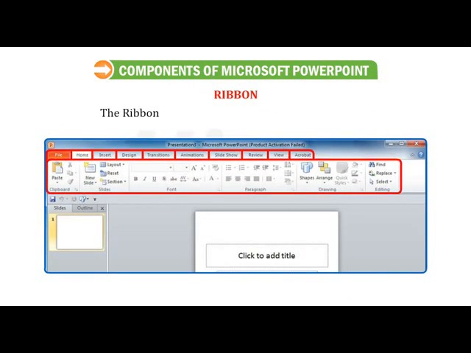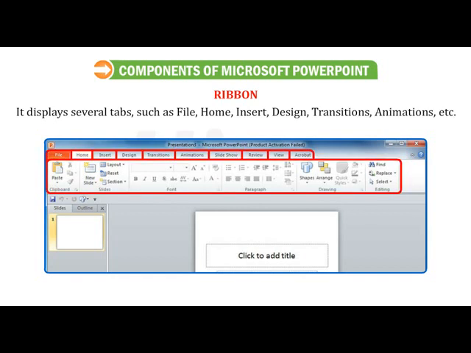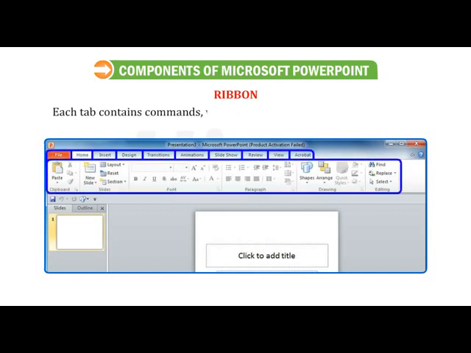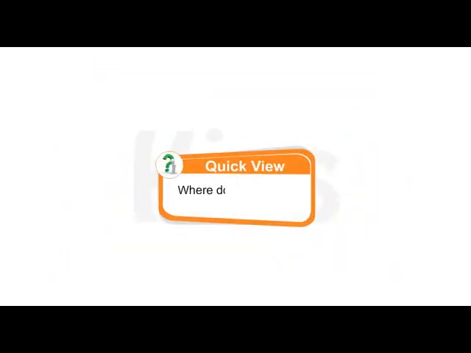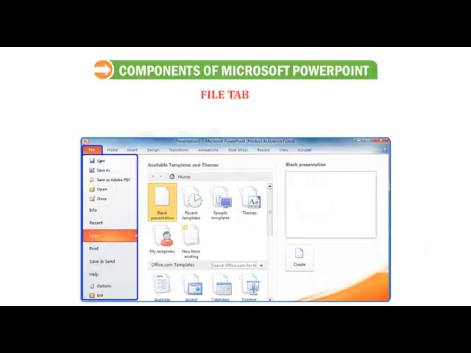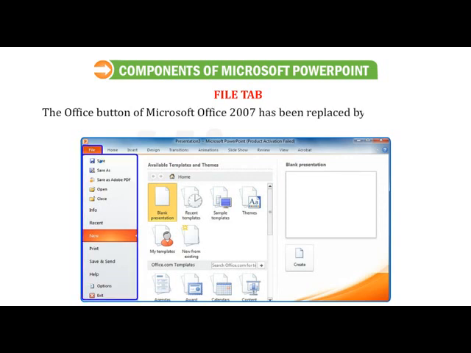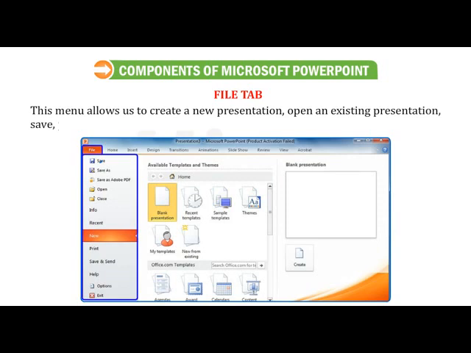Ribbon. The ribbon is placed at the top area of the document. It displays several tabs such as File, Home, Insert, Design, Transitions, Animations, etc. Each tab contains commands which are organized into different groups. Let us have a quick quiz. Where do you find the ribbon? File tab. The Office button of Microsoft Office 2007 has been replaced by the File tab. This menu allows us to create a new presentation, open an existing presentation, save, print, send, or close the presentation.